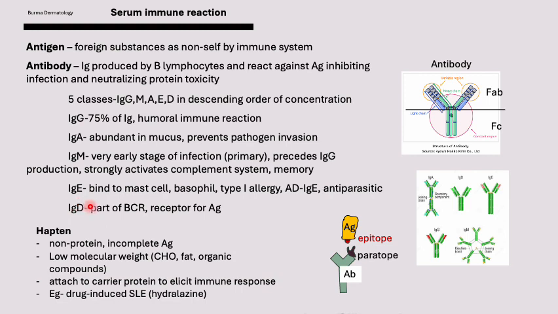So here I just added a little about hapten. So what is hapten? Hapten is not like an antigen. It is a non-protein and incomplete antigen. It has low molecular weight. It can be a carbohydrate, fat, or some organic compound, and it is attached to a carrier protein to become a complete antigenic structure to elicit the immune response.